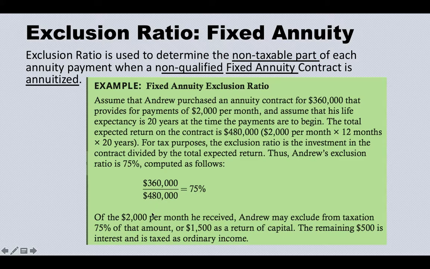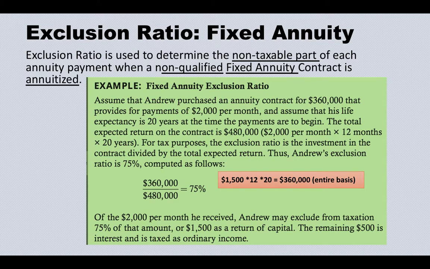Well, you will be paid $2,000 per month. $1,500 is not taxed, so the $500 is taxed. So $500 has to be included in your taxable income to be taxed. So that's how the exclusion ratio works.